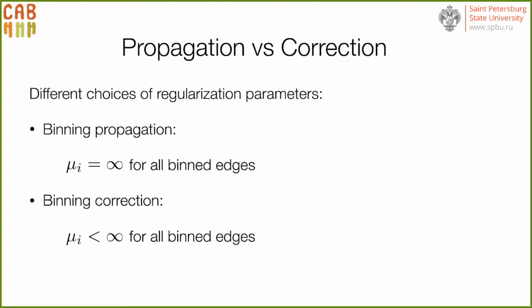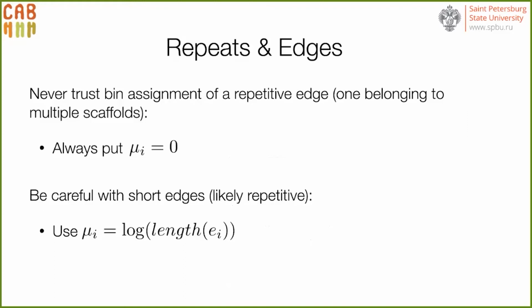For instance, if we assume that the initial binning is accurate, we do not want to change the initial binning at all and set the regularization parameters to infinity. Conversely, if we have short edges that belong to multiple scaffolds, we know that they're definitely repetitive. So assigning a single initial bin to them does not make any sense, so we completely ignore the initial binning. In general, all short edges are likely repetitive, so for them, we can optionally use a low regularization parameter, such as the logarithm of length.